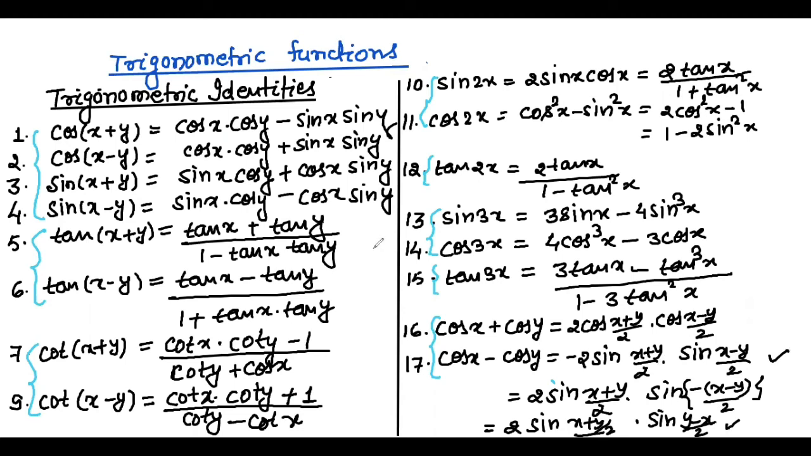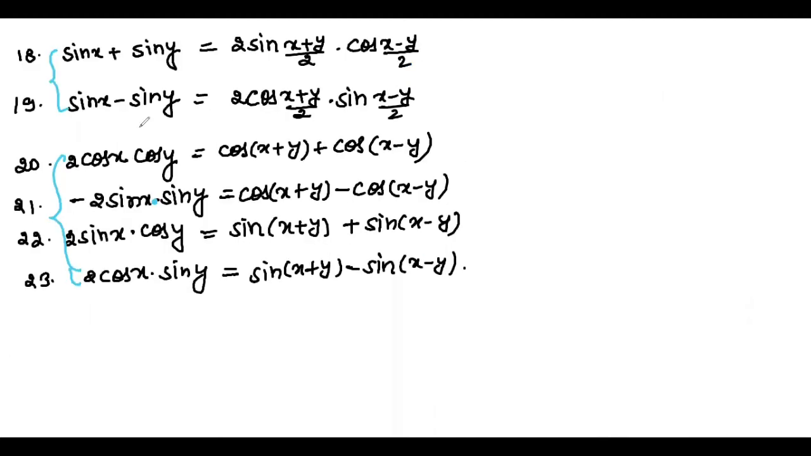Then next sin x plus sin y, then sin x minus sin y. And here 2 cos x into cos y minus 2 sin x into sin y, 2 sin x into cos y and 2 cos x into sin y. Now we will apply these identities in the questions one by one.